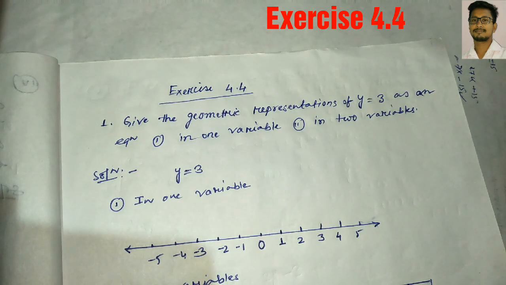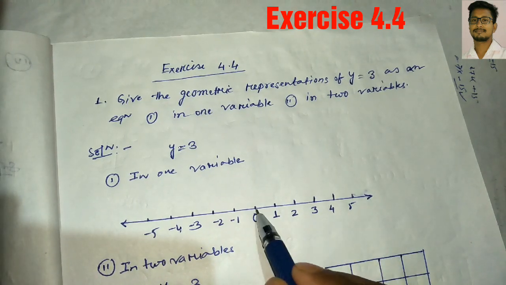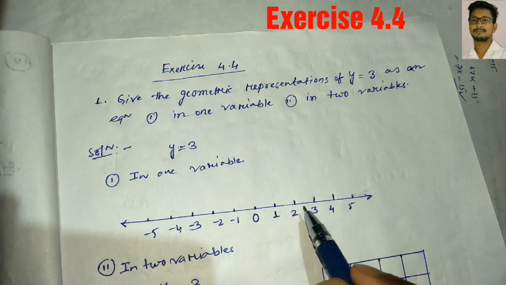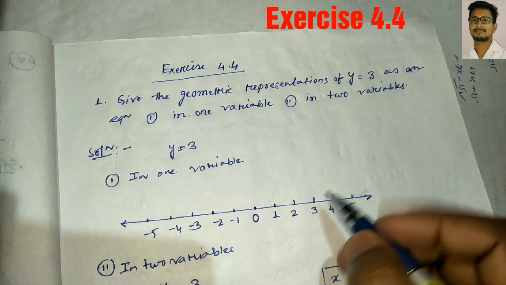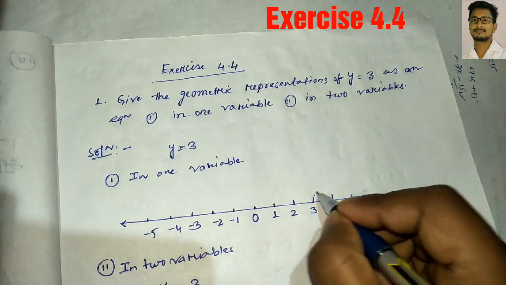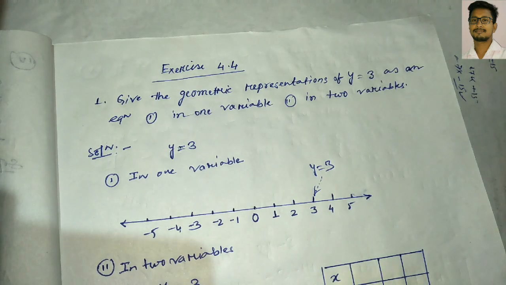So for one variable is very easy, you can put the value directly on the number line, okay, as we have done before. Now this is the number line, and in the number line you will get 0 in the middle, then positive integers on the right side and negative integers on the left side. Now y equal 3, so positive value, that means right side from 0, so 3, right? So this is our answer, that is y equal 3. This is our expression in one variable.